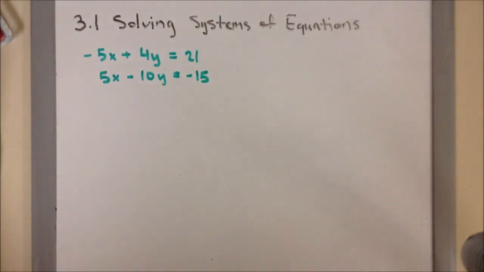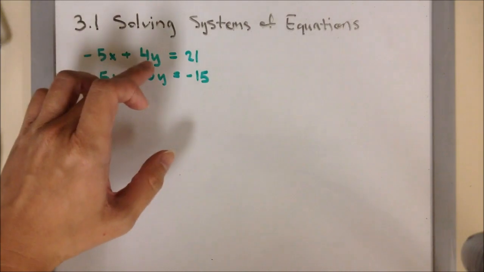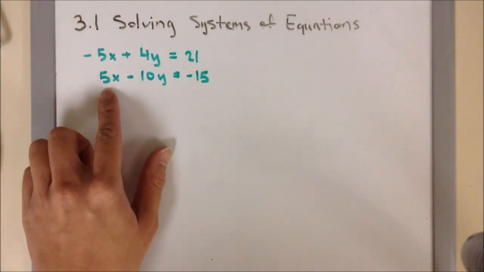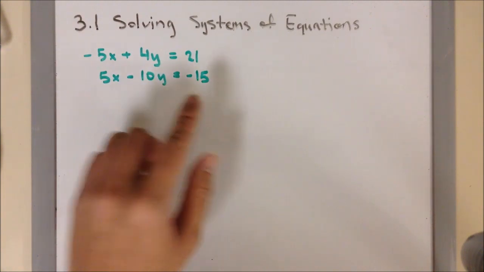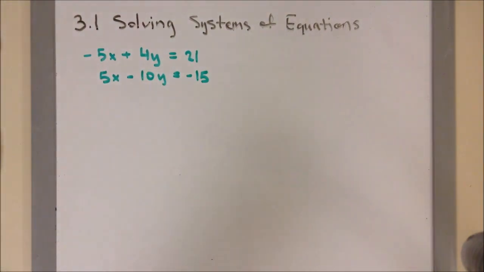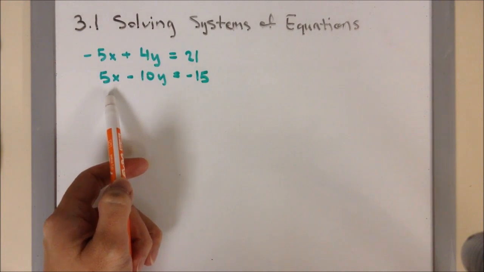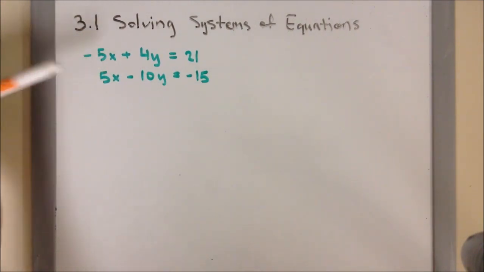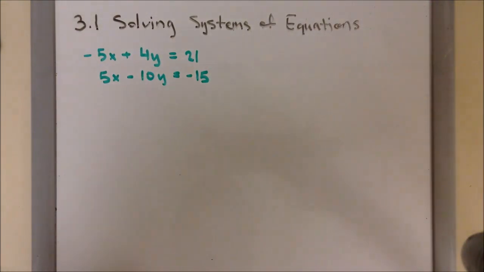Example 2, we have negative 5x plus 4y equals 21. And in the second equation, 5x minus 10y equals negative 10. Now we check. Can we cancel out any of the variables from the beginning? In this case, we can. If I look at my x's, they have the same number, same coefficient, and opposite sign. So we can cancel, which is good. So let's do that.